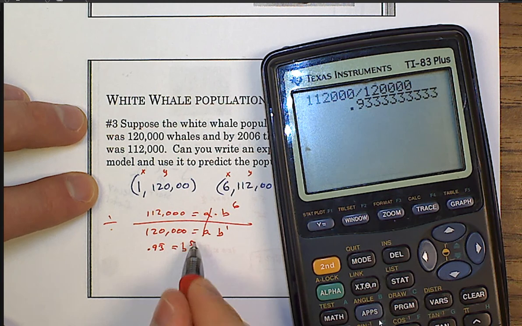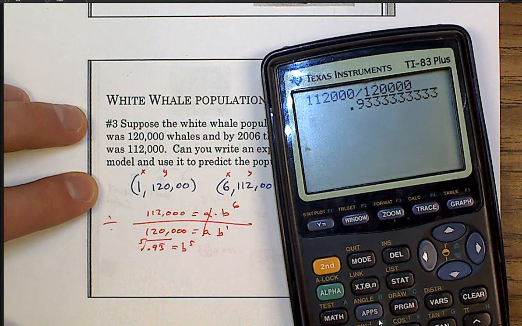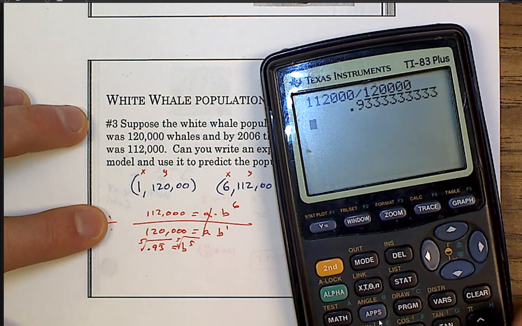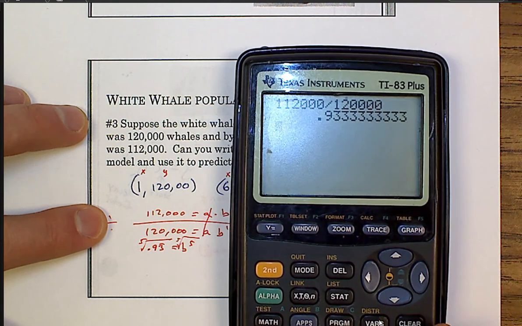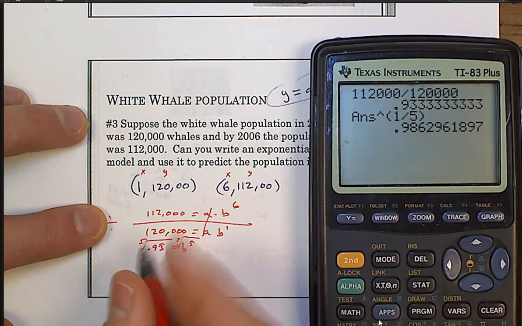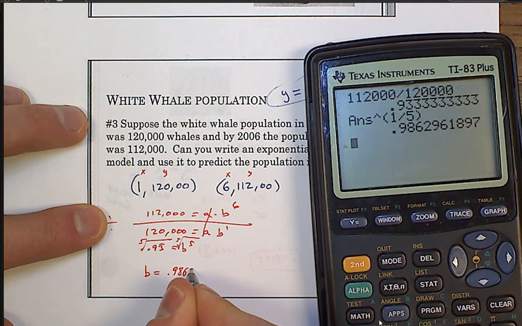So I need to take the 5th root, essentially. If I'm going to 5th root both sides, I need to take the 5th root of 0.93 repeating. So in my calculator, I'm just going to take that answer and raise it to the 1/5 power. Remember, taking the 5th root is the same thing as raising it to the 1/5 power. And I get, so my b value is 0.9862. And I'll just go to 4 decimal places. I won't write the whole thing, but I'll try to keep it as close as I can.